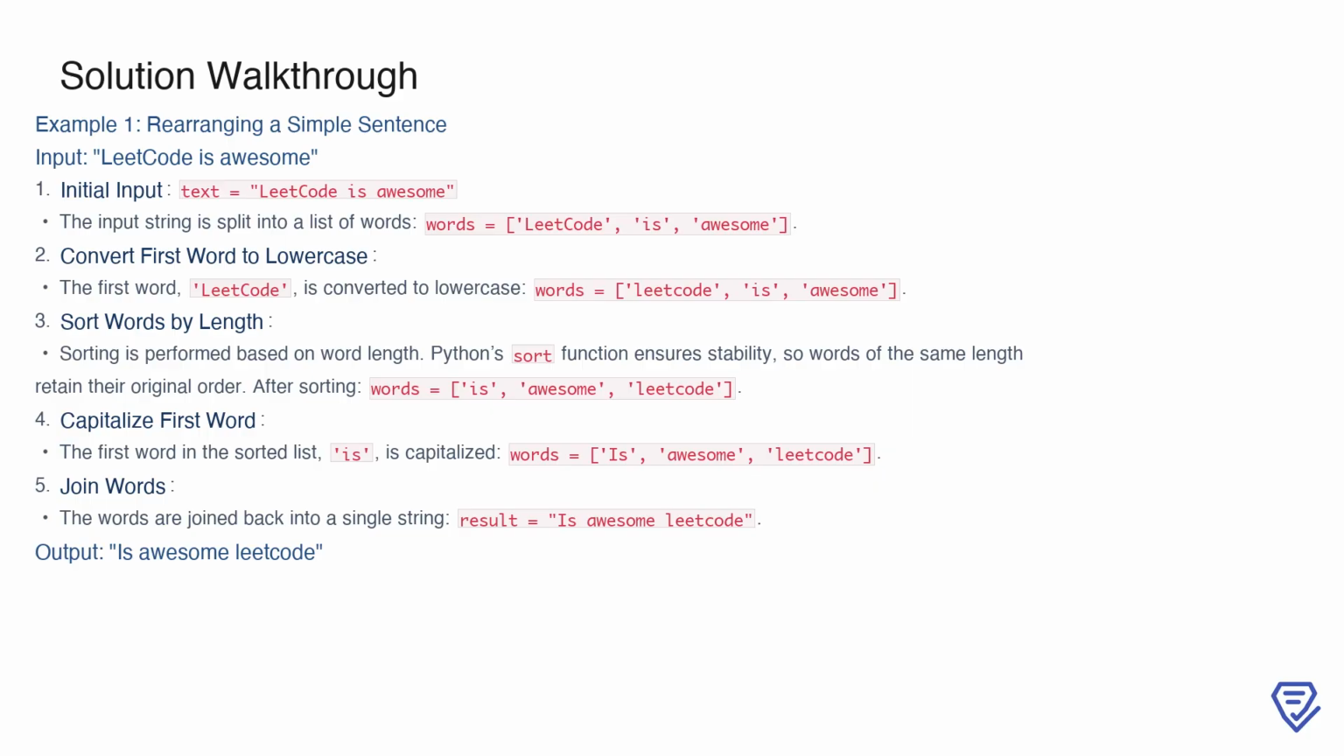Now, we sort the words by their length. Python's sort function is stable, which means that words of the same length will remain in the order they appeared originally. After sorting, we get is awesome LeetCode.